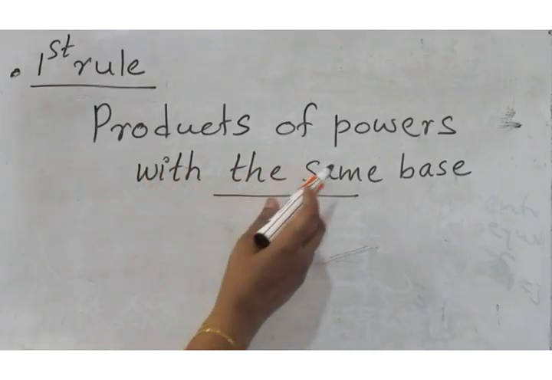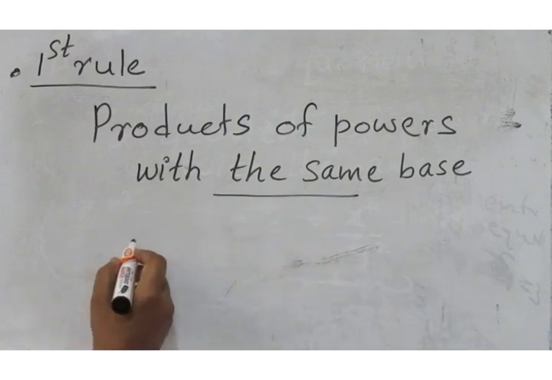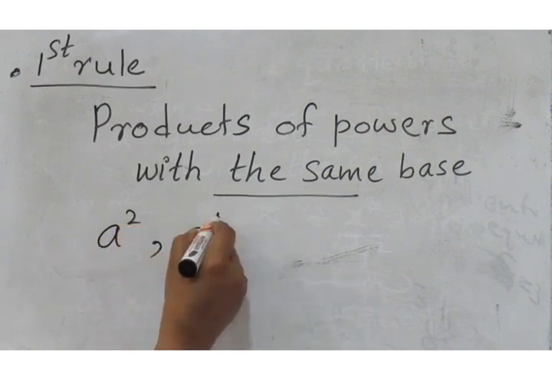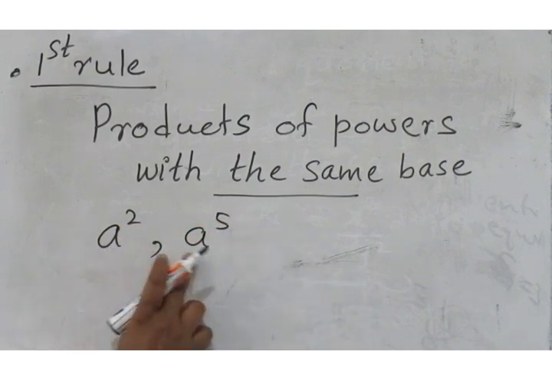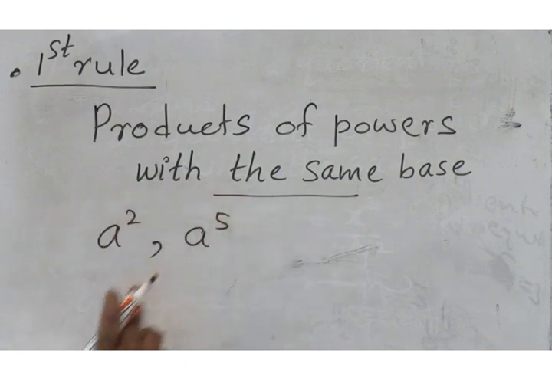Okay children, now let's talk about rules of indices and their applications. In this lesson we have to learn 5 rules of indices. Now we will learn one by one. Is products of powers with the same base. Now I first identify the powers with the same base, a to the power 2, a to the power 5. Now see, these bases are equal, therefore these are called powers with the same base.